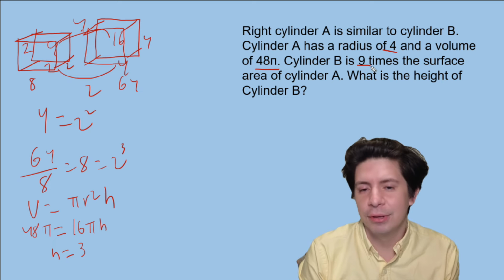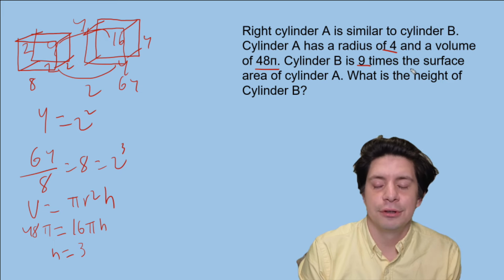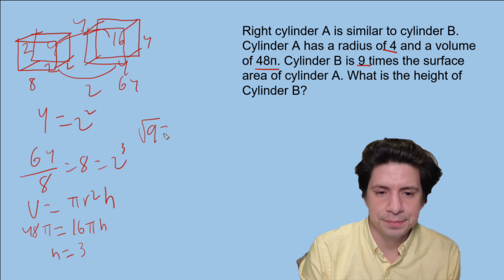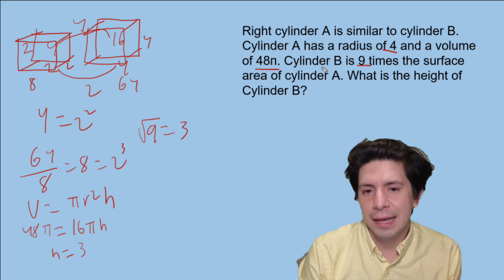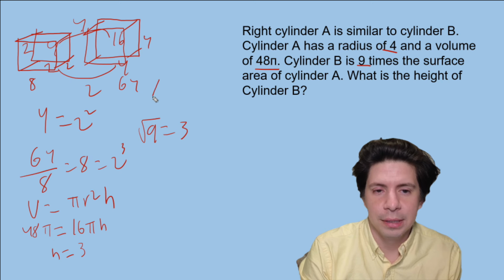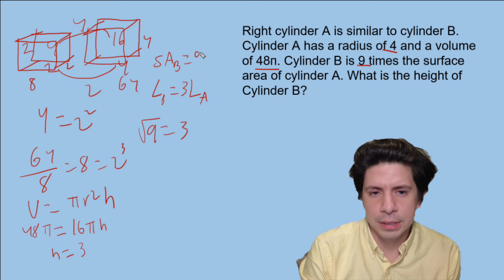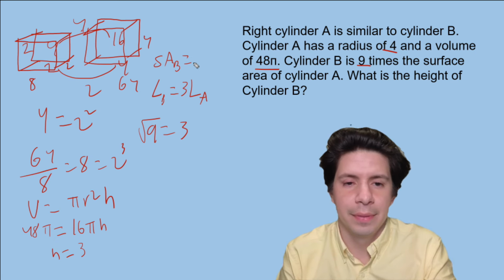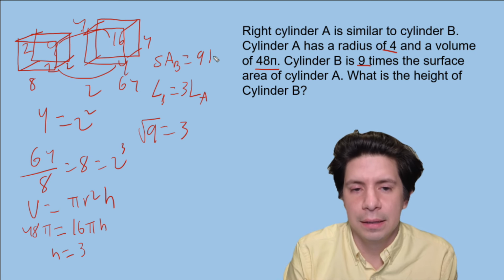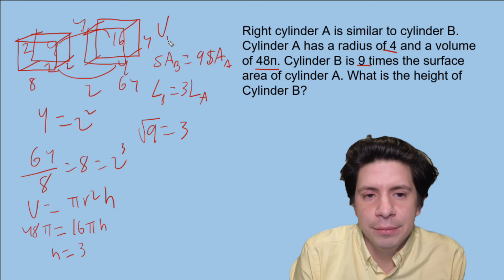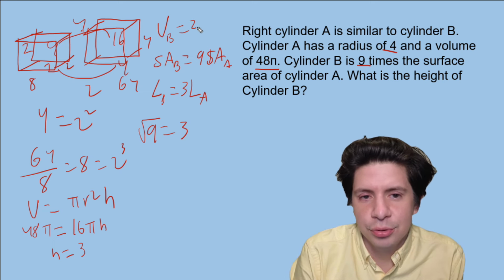Okay, and then we don't need to find the surface area of the other one or the surface area of this one. We just know the relationship is 9 times. If the surface area is 9 times, we do square root of surface area, 9 square rooted, to find 3. That means the length of cylinder B is 3 times. So LB equals 3LA. And you could say SAB equaled 9 SAA.